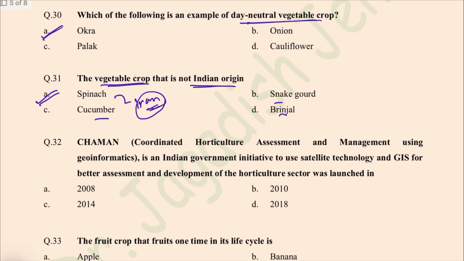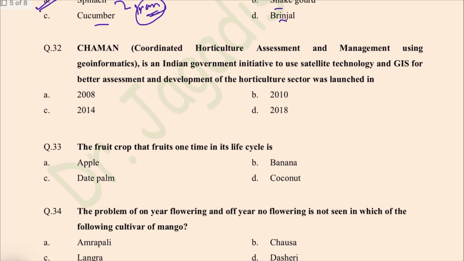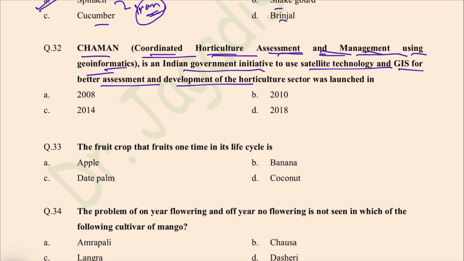Next question. CHAMAN stands for Coordinated Horticulture Assessment and Management using Geoinformatics. It is an Indian government initiative to use satellite technology and GIS for better assessment and development of the horticulture sector, launched during 2014. The CHAMAN project utilizes space technology like remote sensing and GIS to accurately estimate the area and production of major horticultural crops. The initiative was launched by the Ministry of Agriculture and Farmers Welfare, Government of India, in 2014.